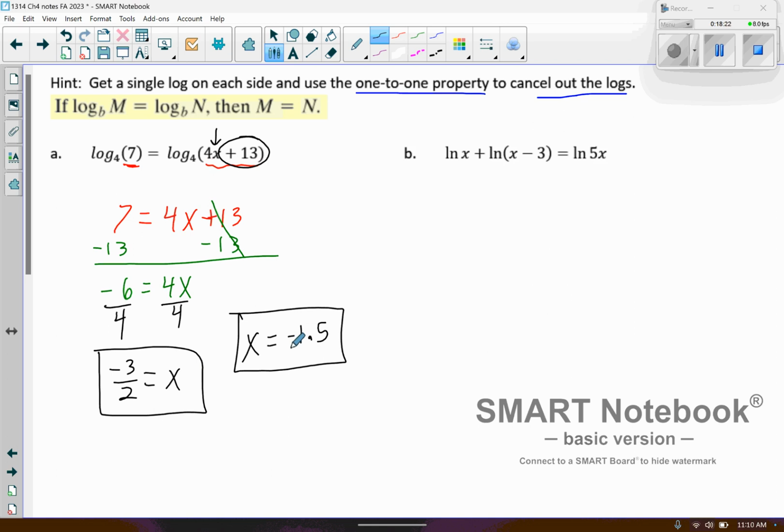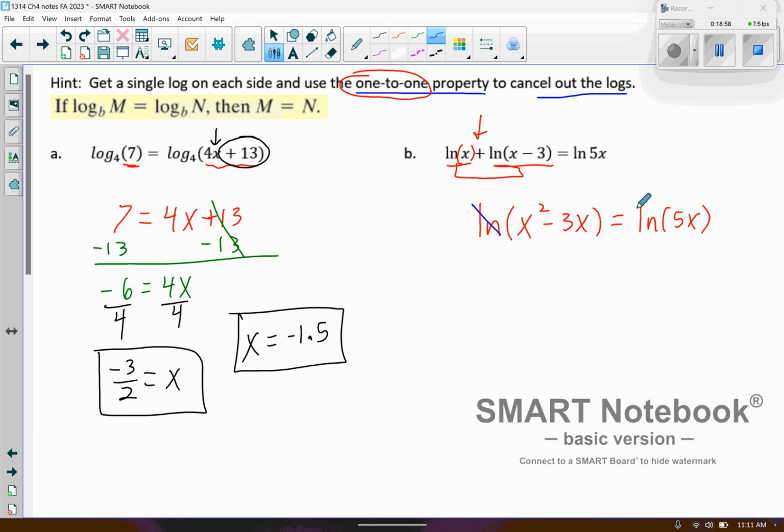Now on example B, I can't just be like, oh, I'll just cancel out all the natural logs. We can't do that, okay? The formula is referred to as the one-to-one property. So what I'm going to have to do is first condense this and then apply the one-to-one property. And so I have to do the product rule first, which means I'm going to multiply that x to both of these. So I'm going to end up with the natural log of (x squared minus 3x) equals the natural log of 5x.